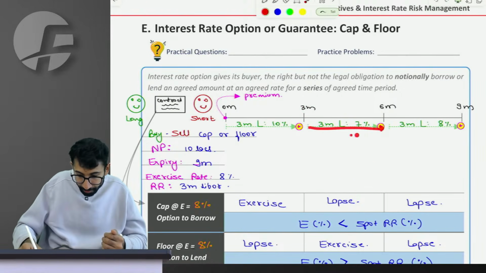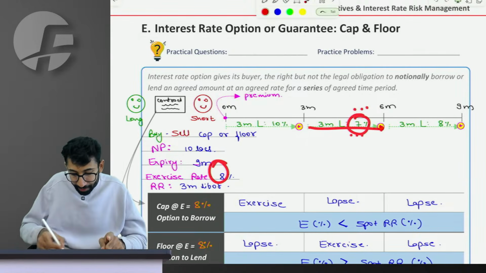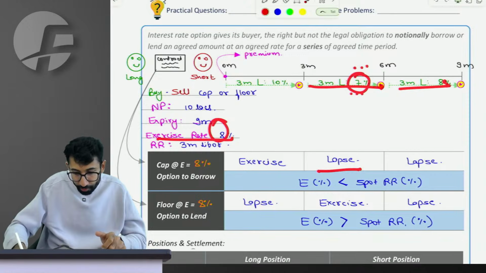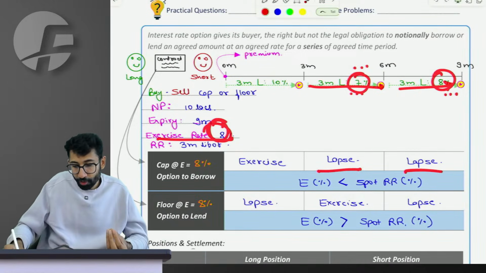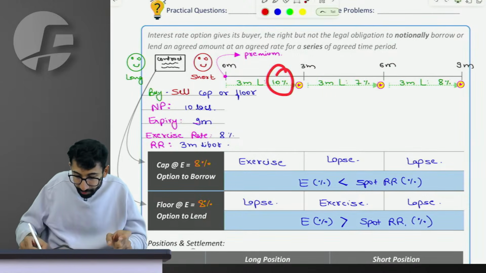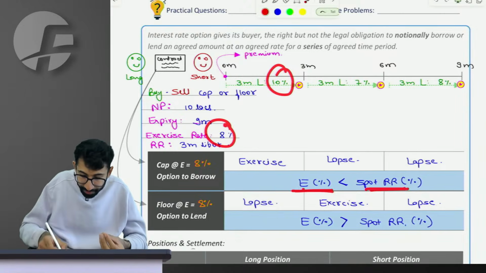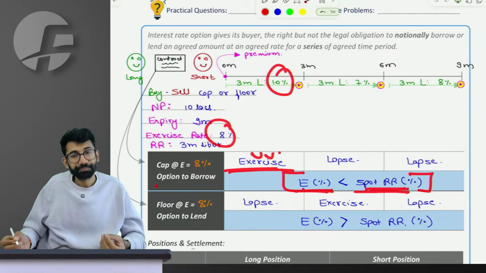Which means again for the next 3 months, if the rate is 7, you have a contract to borrow at 8. Will you exercise the contract? No, the contract will lapse. And here also, if the rate is 8, you will get 0 rupees as your payoff. The contract lapses, which means if the rate in the market is more than the exercise rate, or the exercise rate is less than the spot rate, then we can say the contract gets exercised.